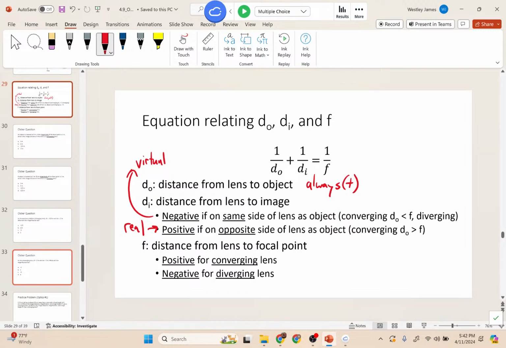And how do you know if it's real or virtual? Does it make sense? With a lens, the light should go through it and the light should kind of come together. That makes a real image. If the image is on the same side as the object, that's just weird. Let's just draw a picture and show you what I mean by weird. Look, here's my object. My image is on the same side. How the heck? The light's supposed to go through the thing.